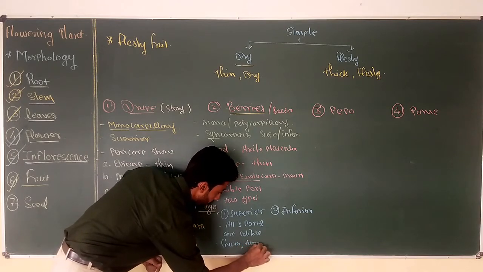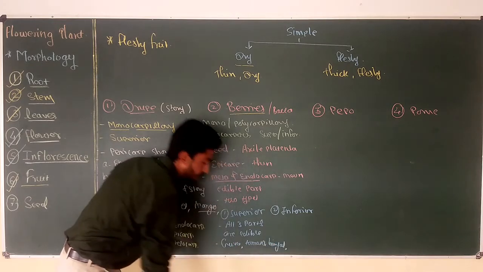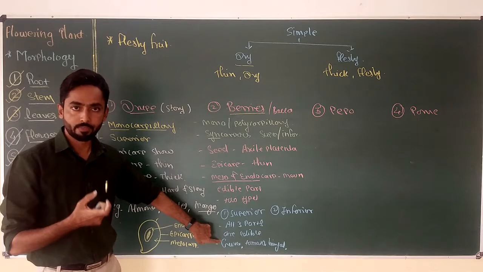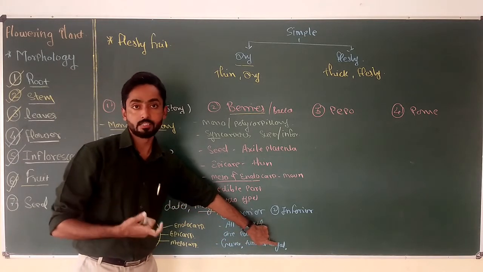tomato, brinjal, etc. So there are various examples which you can find in the book. Okay, so the important is guava, tomato, brinjal.